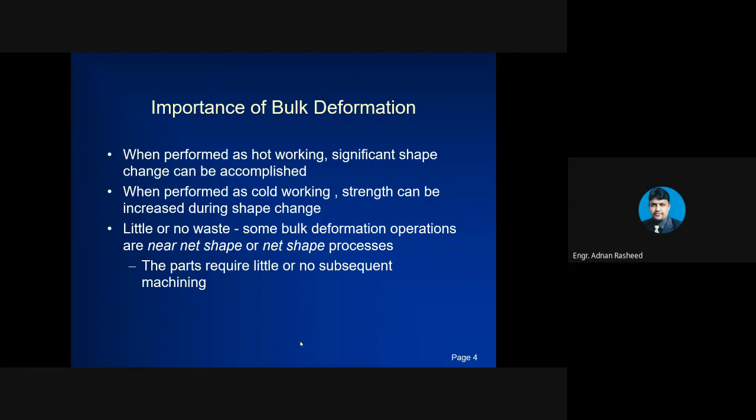Now, what is the importance of bulk deformation process? The first advantage is that when performed as hot working, you can easily get the shape change in the metal. When performed as cold working, strength can be increased during shape change. There is little or no waste, because some bulk deformation operations are near net shape or net shape. So no machining is required to obtain the final shape. Each part requires little or no subsequent machining. This was already discussed in the previous lecture.